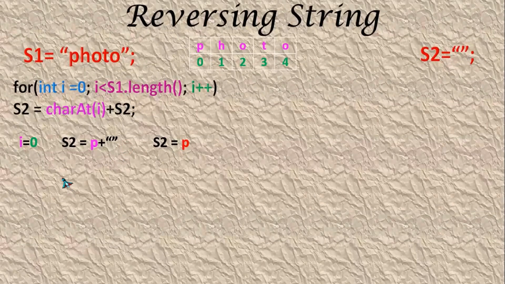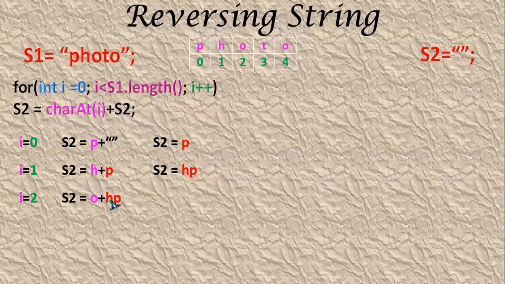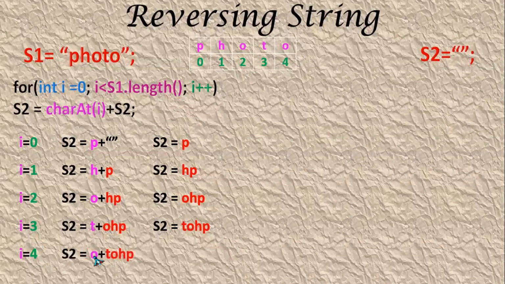When i's value increases to 1, s2 will have character at i, that is H here. So H plus P. When i is equal to 2, the character we are going to take is O, and then O plus HP, so it becomes OHP. Like that it is going to reverse one by one until i is equal to 4. At last it becomes O plus TOHP. So that is PHOTO in reverse. It is reversed now. When i is 5, the condition becomes false, and then it stops.